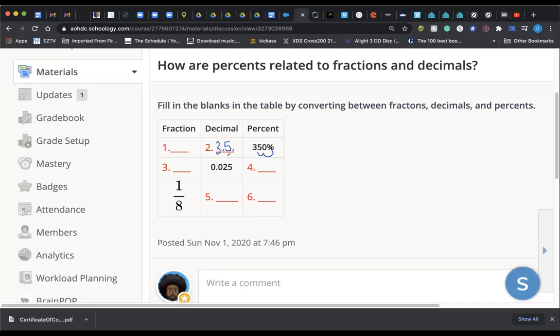All right. How do I turn a percent into a fraction? Turn a percent into a fraction. I just take the percent and put it over 100. Yeah, and then I simplify. So those zeros can go away. Then I have 35 over 10, and I'm just going to reduce it by 5s. I have 7 over 2.